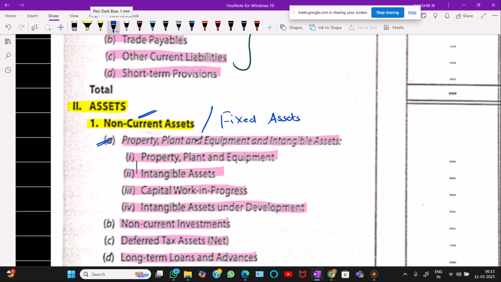So, it cannot fit under the category of property, plant and equipment. Second, building. A building, what type of asset? Yes, fixed asset, that is non-current asset.